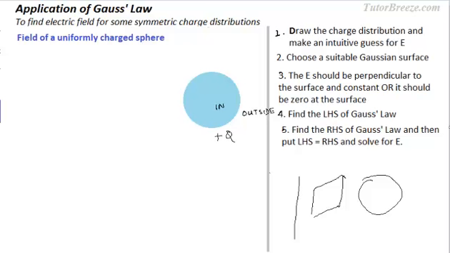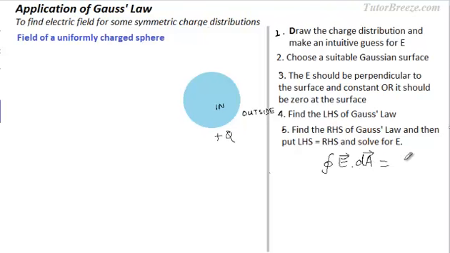Okay, before we proceed further, let's just recall what Gauss's law is. Gauss's law states that the integral of E dot dA over a closed surface, which means the total flux through a closed surface, is equal to 1 by epsilon naught times the charge enclosed by that surface.